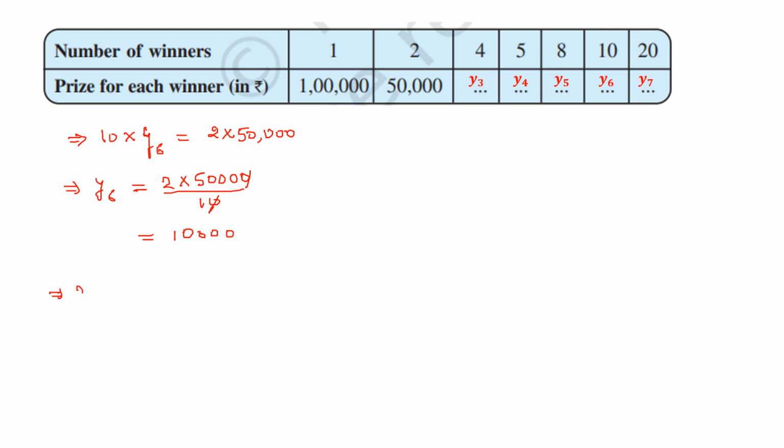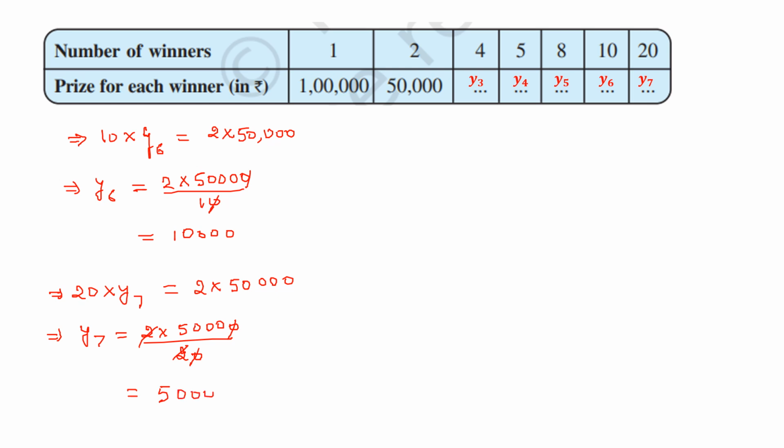Now the last one is 20 into y7 is equal to 2 into 50,000. So the value of y7 will be 2 into 50,000 divided by 20. So the zeros cancel. 2 times 1, 2 times 1. So y7 is 5,000.